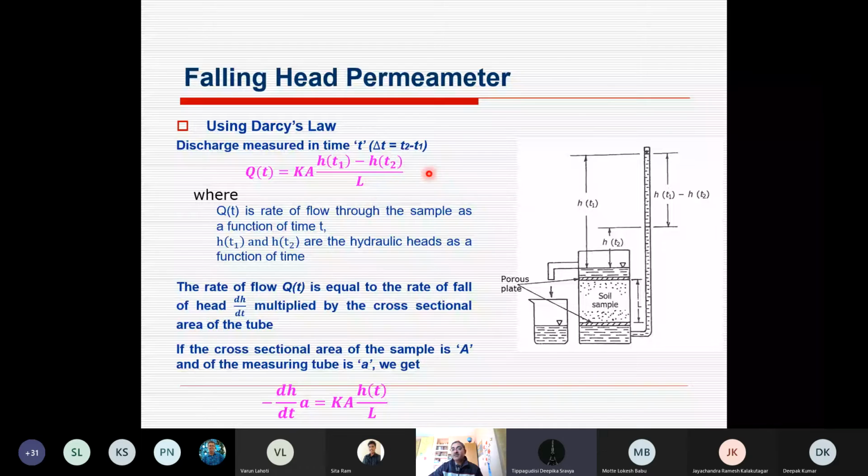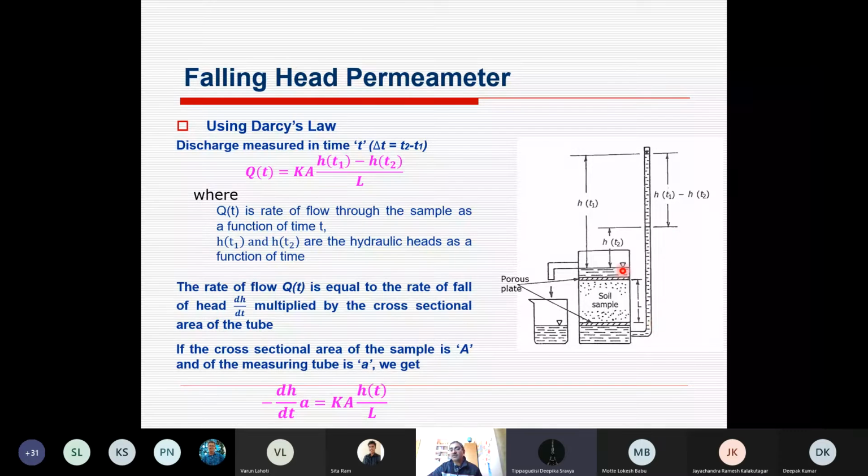On the supply side, we have a tube which is supplying water as input to this soil sample. At the starting time, the tube was filled up to this level, and after delta T, or say simply T2 condition, it is emptied up to this height. So the difference in height of water in this supply tube from HT1 to HT2 is delta H, or the change in head in the inflow tube.